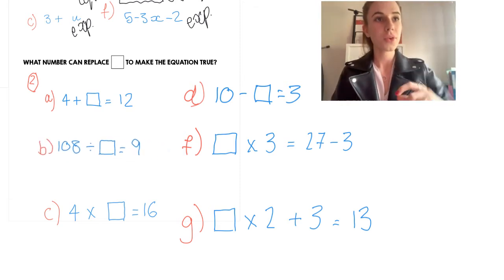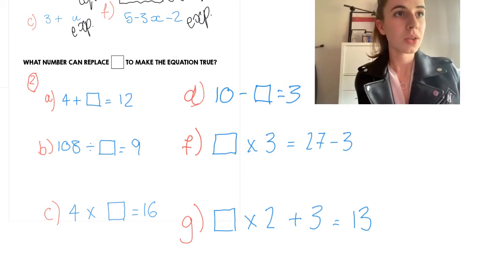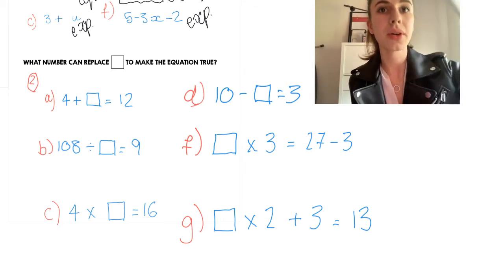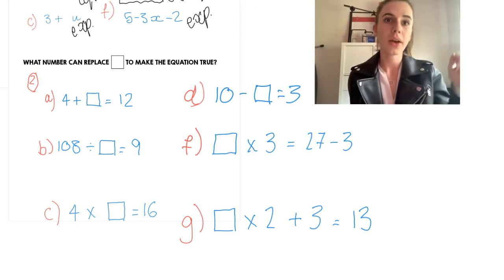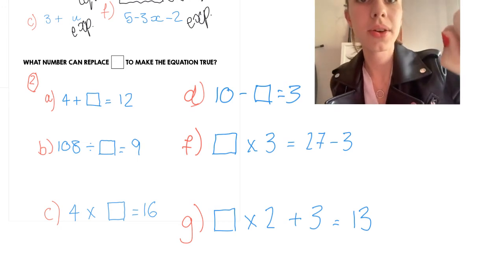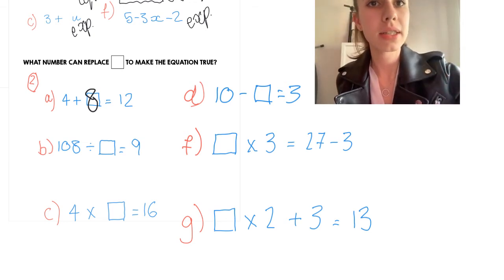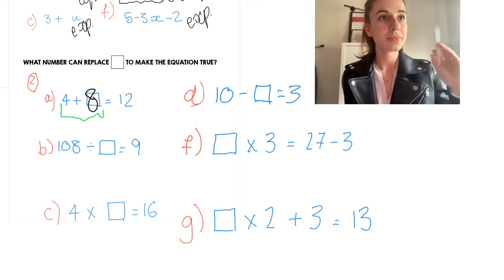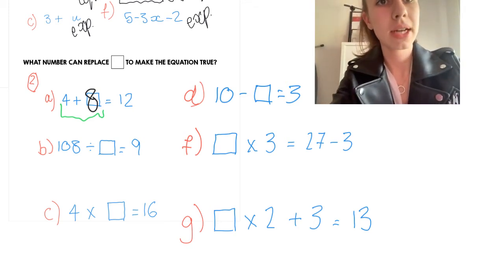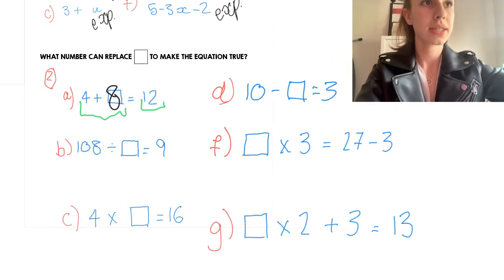It says 4 plus something gives 12. So 4 plus 8 gives 12. Another way you can work that out, you can go 12 take away 4 gives you 8. So let's just write in 8 there. Now we've made the equation true because this left-hand side, 4 plus 8, is equal to, so the same value as, our right-hand side, which is 12. And there we go. Now let's go into the next one.